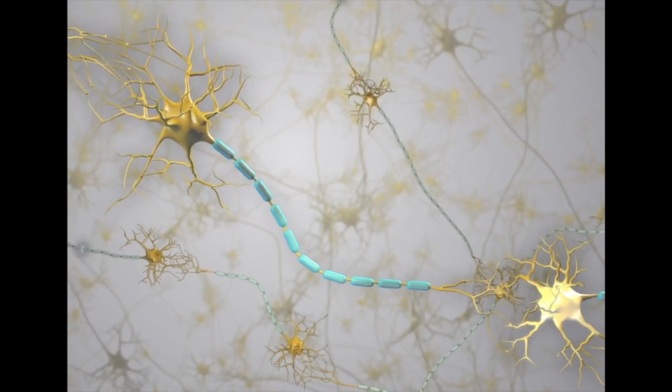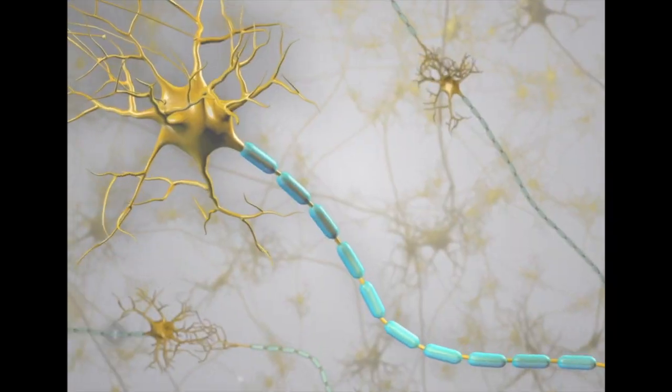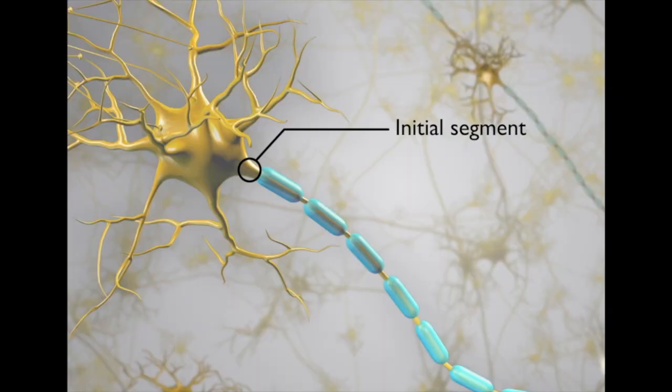Neurons communicate over long distances by generating and sending electrical signals called action potentials. Most action potentials originate in the axon's initial segment, a region also called the trigger zone.